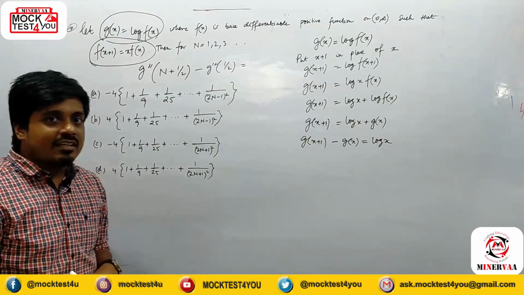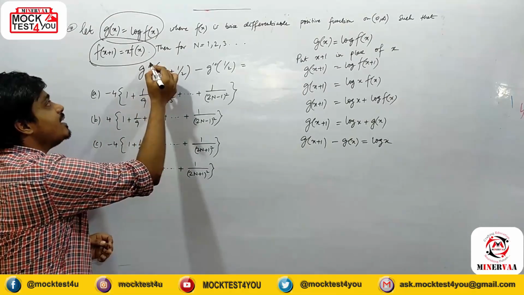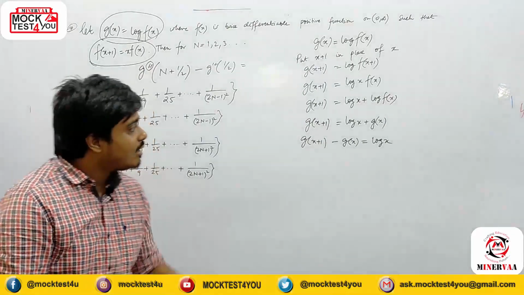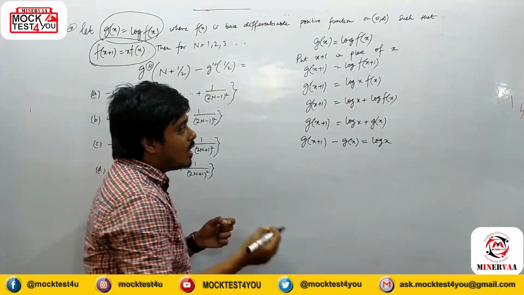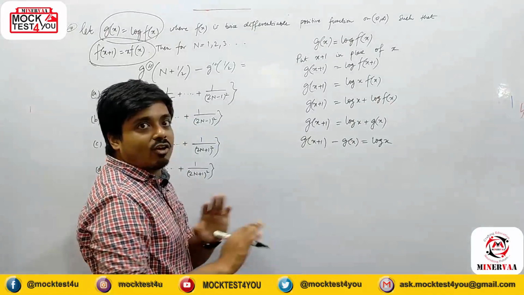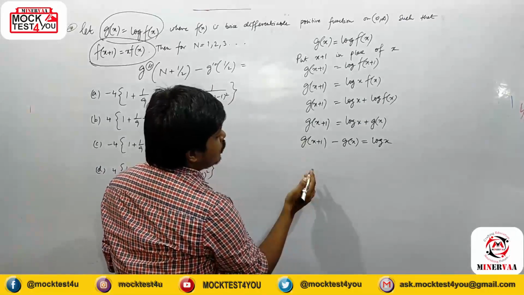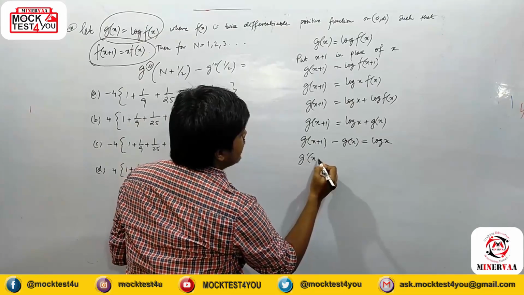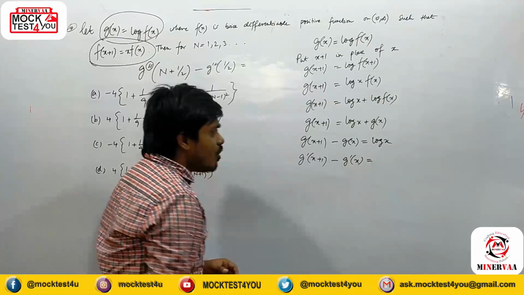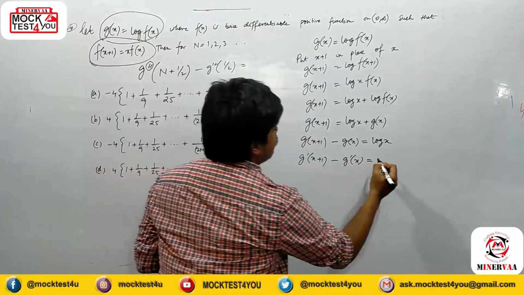Yes, now you see, you have a hint in here. There is a double dash in here. Double dash means what? Double differentiate, right? Let us do that. One by one, we'll go. Let us do the first derivative, then I will do the double derivative. We cannot do it in the same step. So if I do the first derivative, g dash of x plus 1 minus g dash x. Differentiation of log x is what? 1 by x. So let's write that.